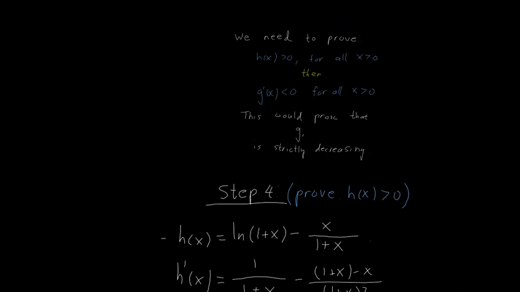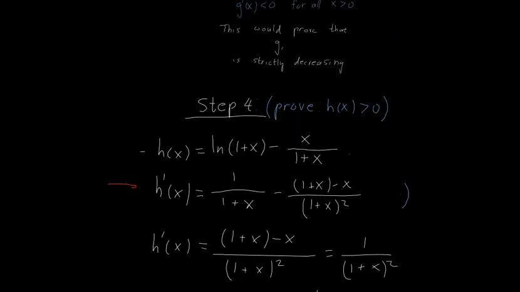Now the h prime of x. To get h prime of x, all you need to do is take the derivative. Now we're proving that h of x has to be greater than 0. So I need to take my first derivative of h of x and see the behavior, what happens. So h prime of x is going to be equal to all this. That's h prime of x.